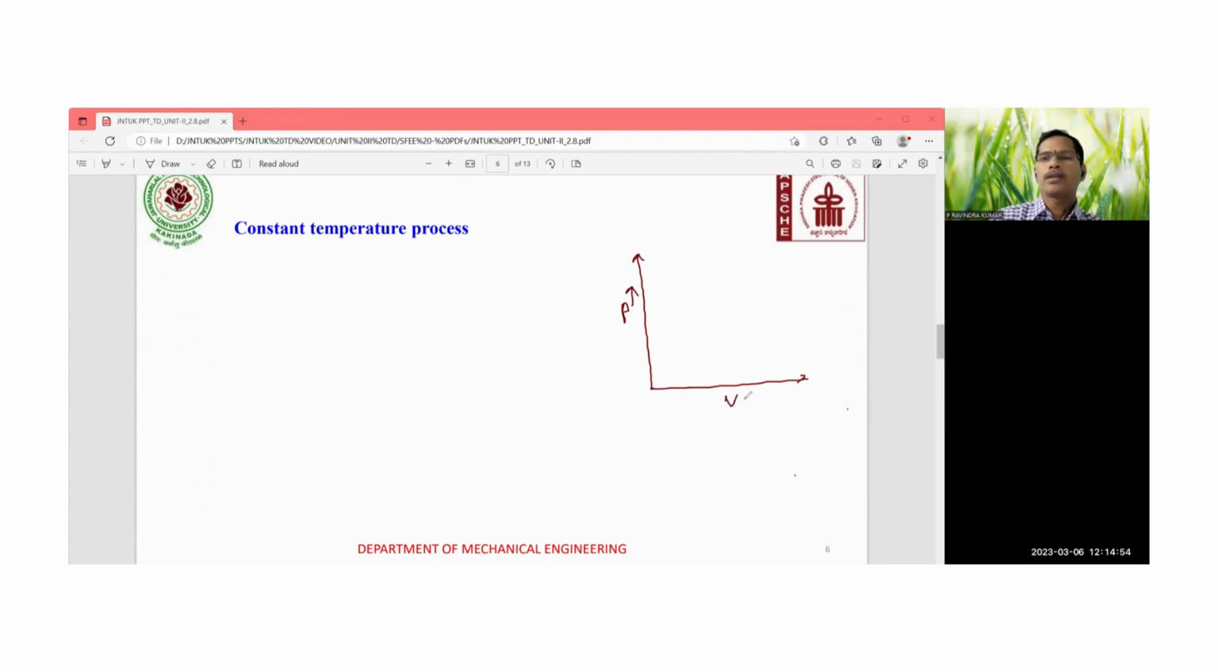So in any case, the constant temperature means n is equal to 1, and the temperature T1 is going to become T2, and you can also call it a hyperbolic process, right? So this is the isothermal process. Isothermal, this is the expansion. But here observe this thing. So this is the isothermal expansion.